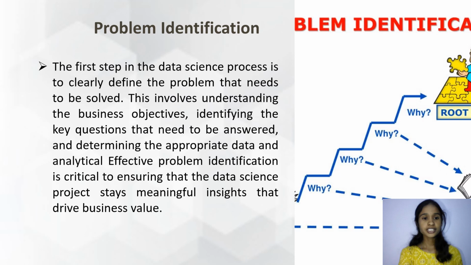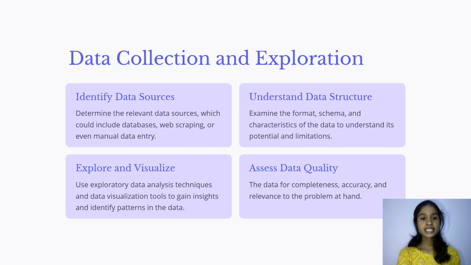Problem identification. The first step in the data science process is to clearly define the problem that needs to be solved. This involves understanding the business objectives, identifying the key questions that need to be answered, and determining the appropriate data and analytical approaches. Effective problem identification is critical to ensuring that the data science project stays focused on meaningful insights that drive business value. Next, we will see data collection and exploration.